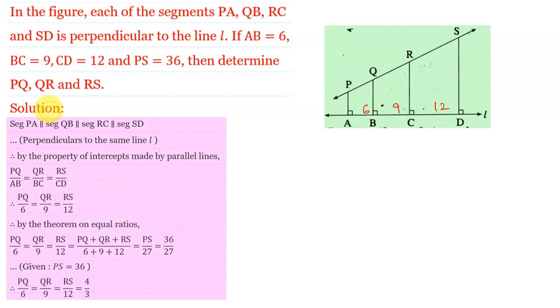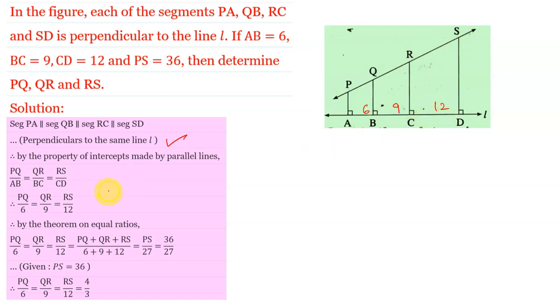As the segments PA, QB, RC, SD are parallel, because they are perpendicular to the same line, all these four line segments are parallel. By the property of the intercepts made by the parallel lines, PQ upon AB is equal to QR upon BC is equal to RS upon CD.